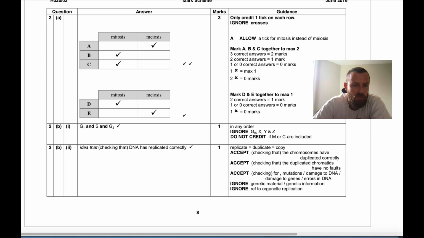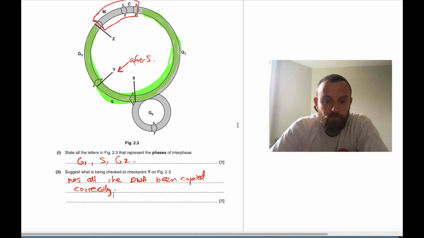So for this, just in case you wrote G0 here, if you wrote G1, S and G2 and G0, I think you still get the credit, okay? Because that's an ignore. So you could have written these things, but you don't get marks for those, okay? You ignore, pretend they're not even there. However, if you included M or C, that is not correct because M is standing for mitosis and C is for cytokinesis. All right, on we go.